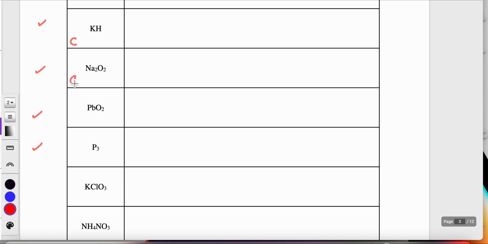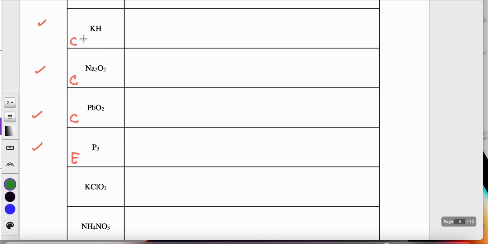Na2O2, this would be a compound. PbO2, because there's 2 different elements, it's a compound. And this structure, the only symbol I see is a P, so this represents an element.